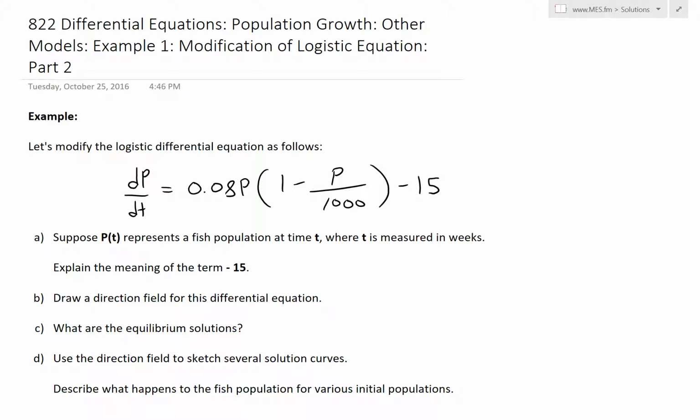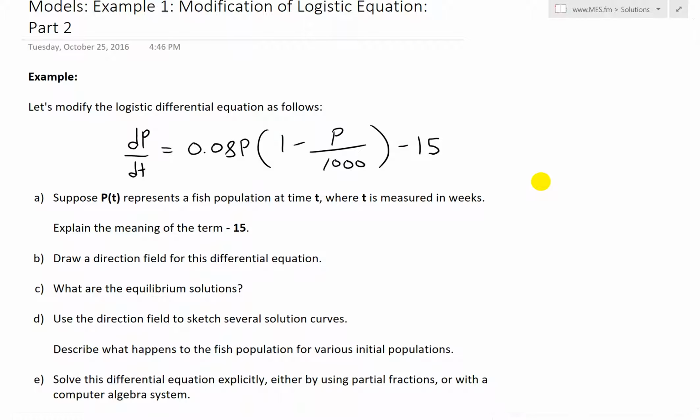Time to discuss further into differential equations and look further at the other models of population growth, as opposed to the basic logistic and exponential equations. I'm going to go over part 2 of the example 1 video from my last video, which was on the modification of the logistic equation, which included this negative 15 value in this logistic equation that we've been using for many videos prior.